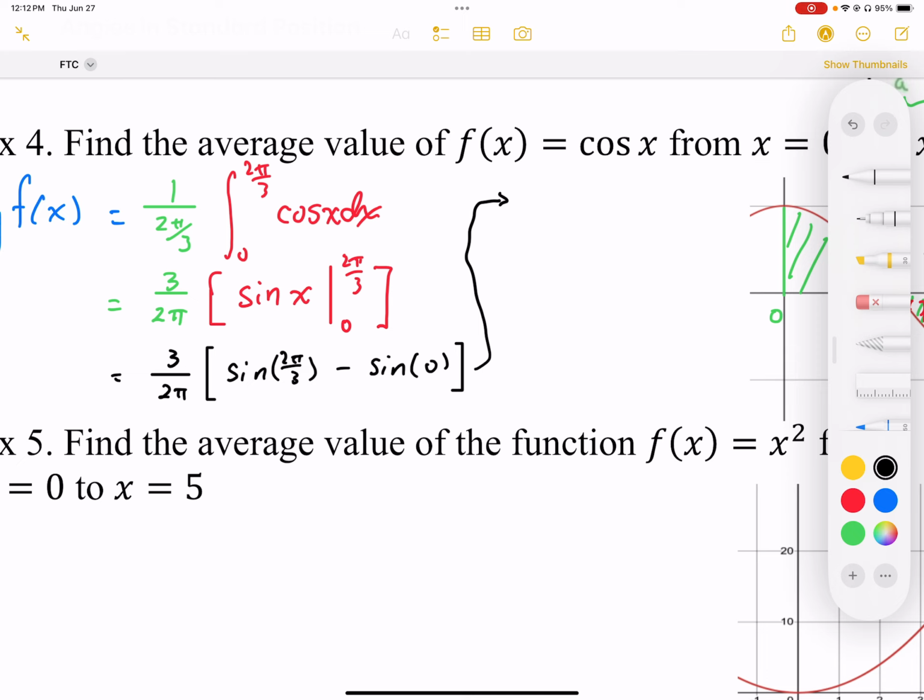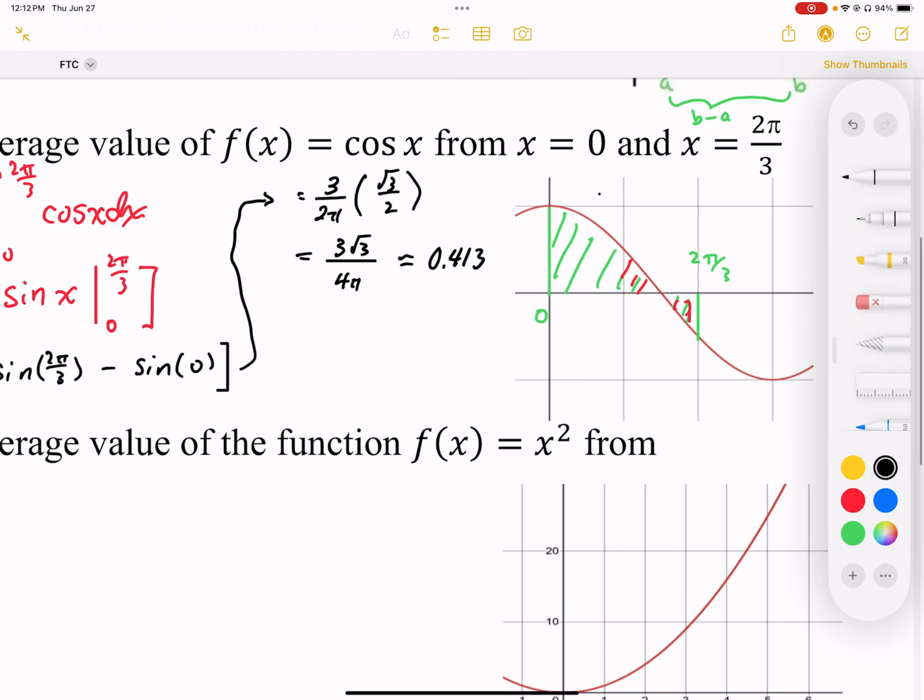So when I work out that value, it's going to be 3 over 2 pi, and it's going to be root 3 over 2 minus 0. So simplifying this, I end up with 3 root 3 over 4 pi. And that's approximately equal to, when I work out the decimal value, 0.413 approximately.